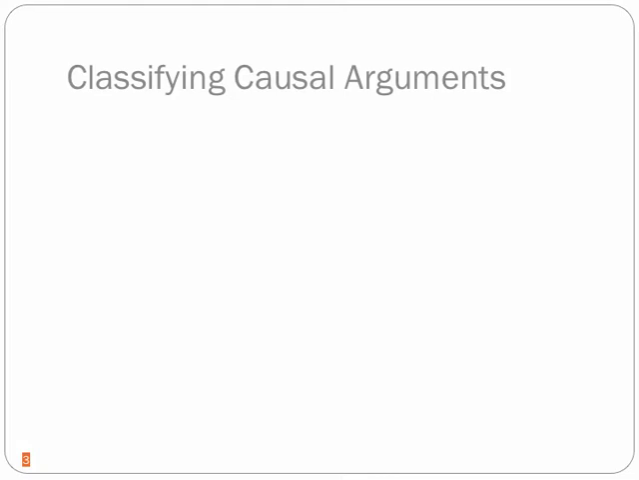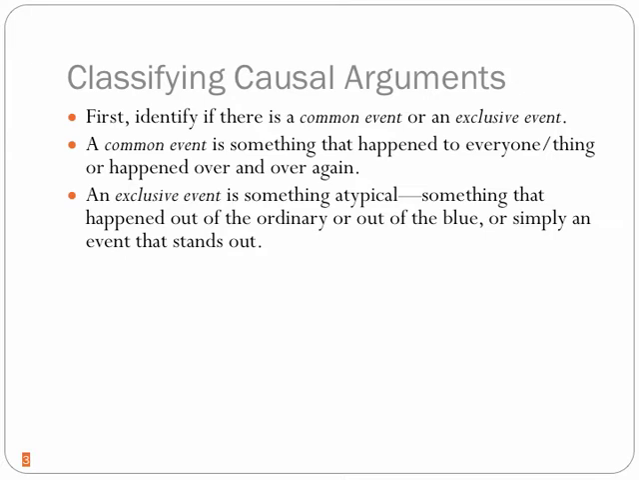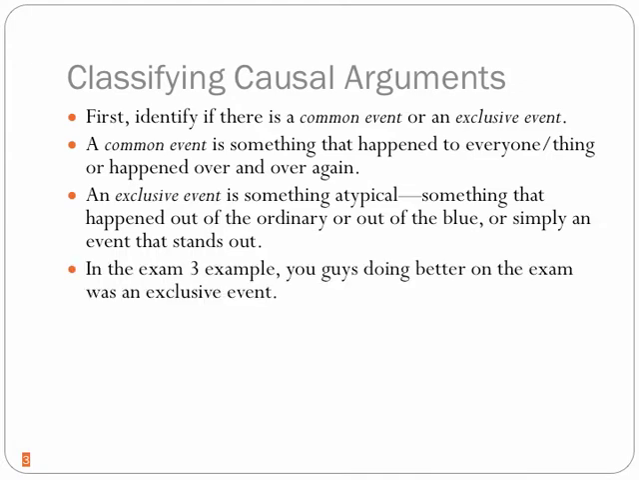Now let's jump into how we classify them. With all these arguments, what we're going to see is either a common event or an exclusive event. An event is common if it's something that happened to everyone, or it's recurring, something that happens over and over again. Whereas an exclusive event is something out of the blue, it's atypical, it's out of the ordinary, or maybe it's just an event that stands out. So in the third exam example, the section doing better than the rest of the other sections is something that's different. It's something that stands out.